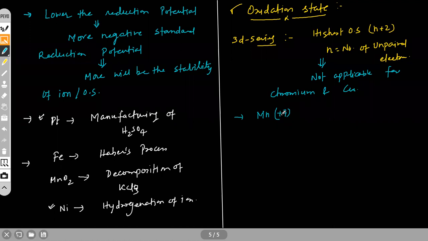But in this also we have an exception. According to this logic, scandium's minimum oxidation state should be what? It should be plus 2 because it has 2 electrons in the ns orbital. But in general, it shows plus 3 oxidation state. Minimum oxidation state for scandium is plus 3.